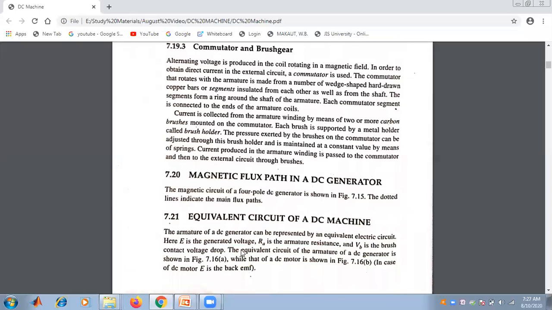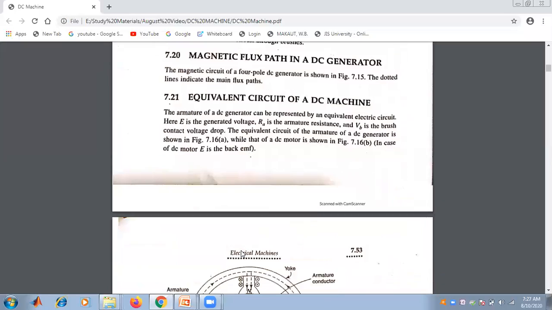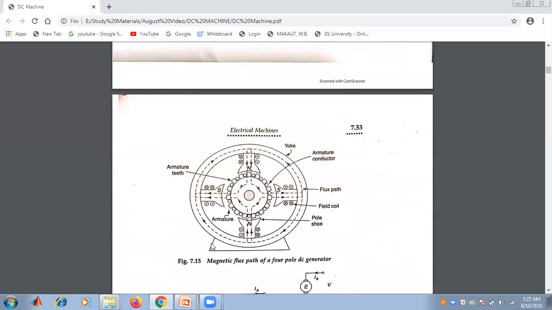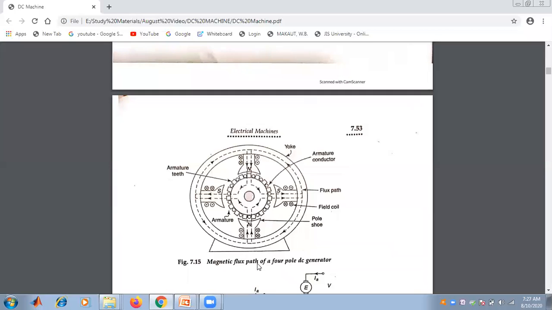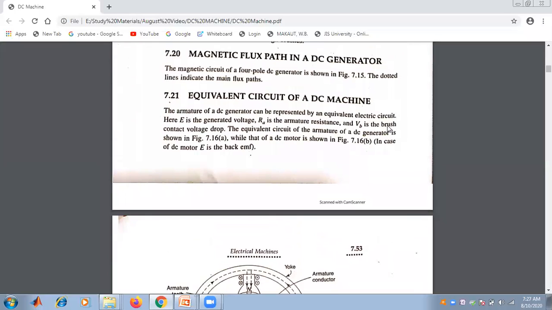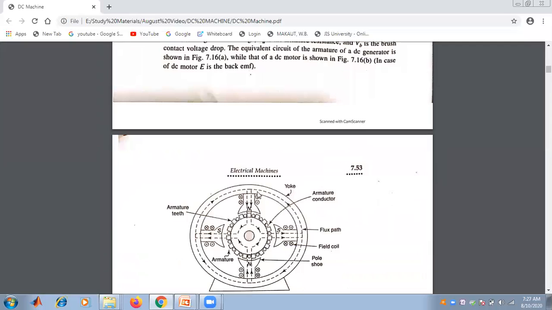So the magnetic flux path in a DC generator, that is, the magnetic circuit of a 4-pole DC generator, is shown in this figure. This is the magnetic flux path of a 4-pole DC generator, where the dotted line indicates the magnetic flux path.